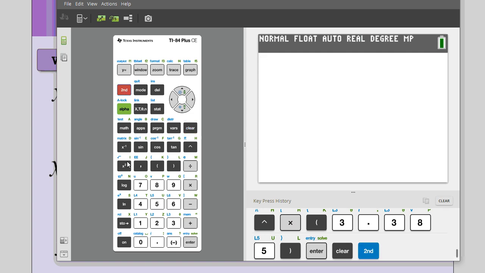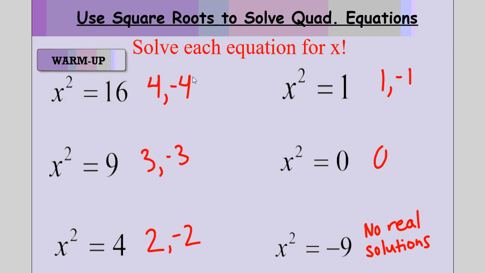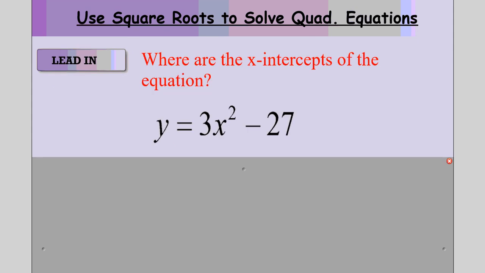So you hit second, and then it looks like you hit the squaring button, but it's really the square root of 16. It will always give you the positive case. It assumes that if you're solving a quadratic, you know the second one would be the negative of that first number. And so here's the lead-in idea.